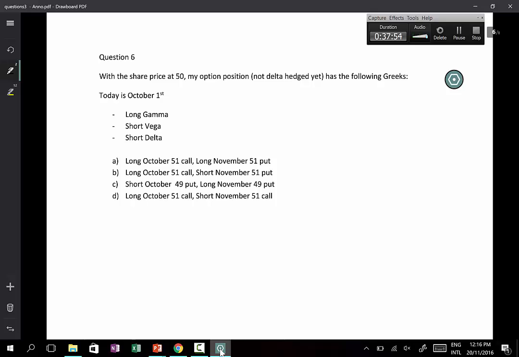Now, question 6. With the share price at 50, my option position, which is not delta hedged yet, has the following Greeks. Today is October the 1st. I'm long gamma, short vega, short delta. This is my book. So what positions could I possibly be running? A, B, C, and D.